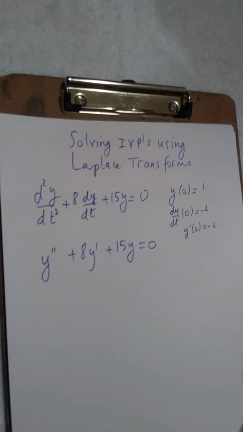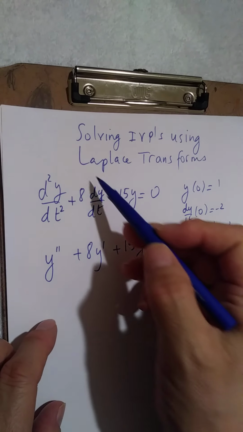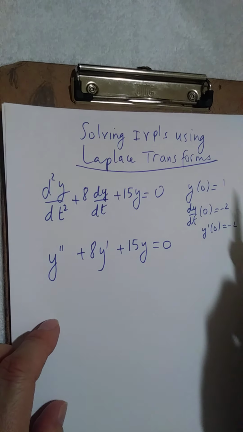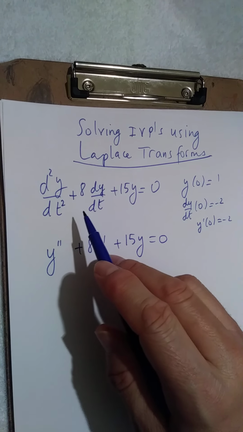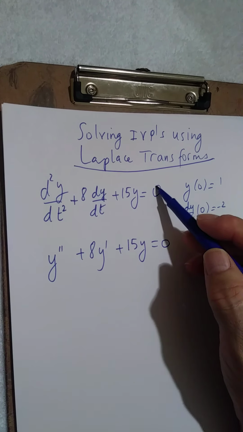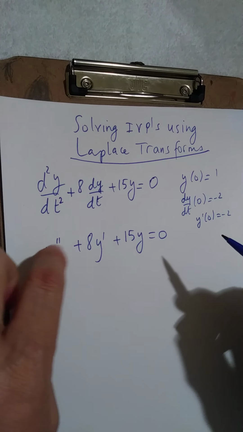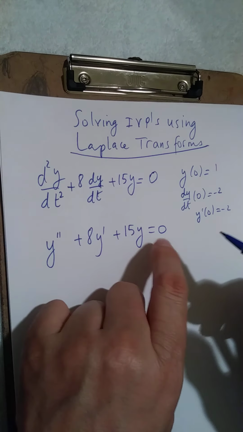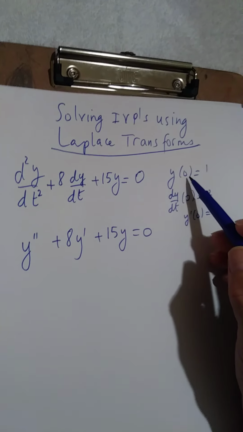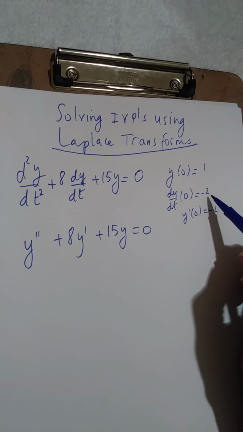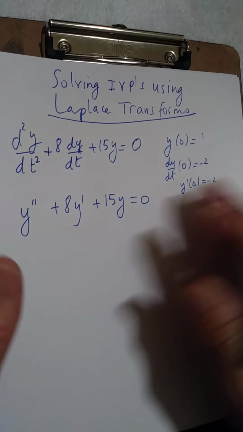This next video is on solving IVPs using Laplace transforms, solving differential equations with boundary conditions. Here's a differential equation: d squared y dt squared plus 8 dy dt plus 15y equals 0. You can also rewrite it using y double prime plus 8y prime plus 15y equals 0. And the boundary conditions that are given, initial conditions, are y of 0 is 1, y prime of 0 is minus 2. It doesn't matter which notation you use, so they can give you the differential equation either way.